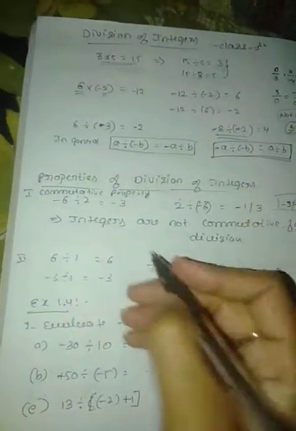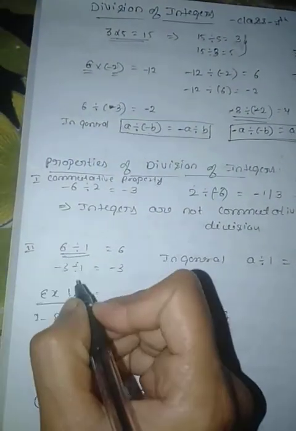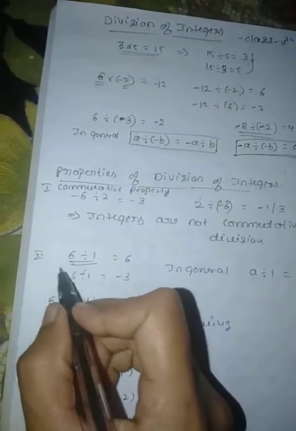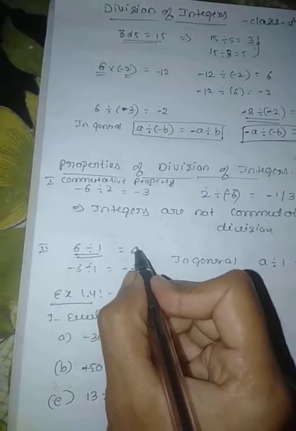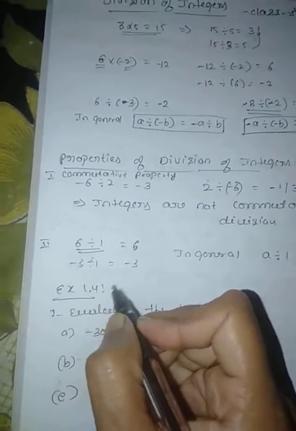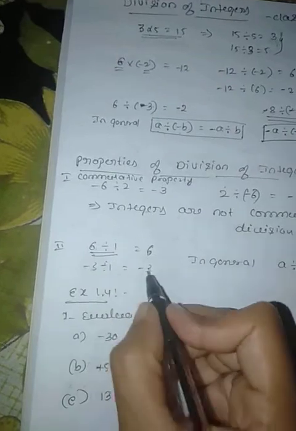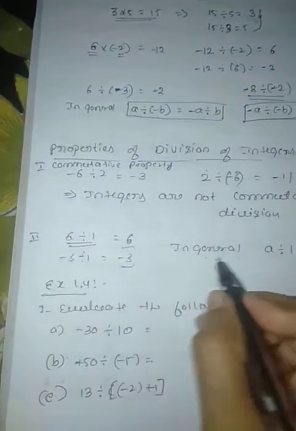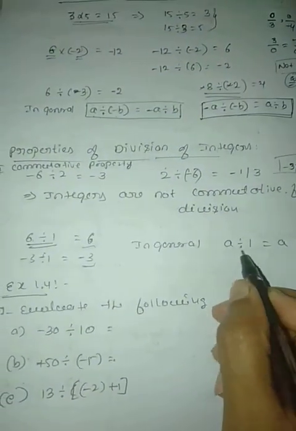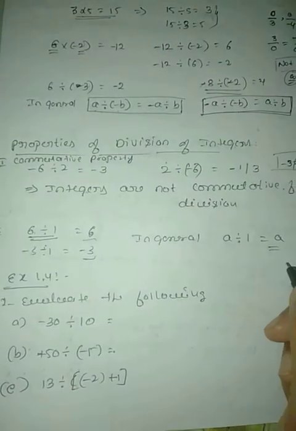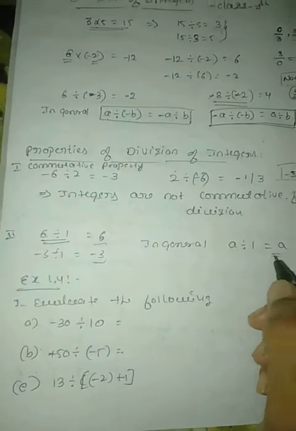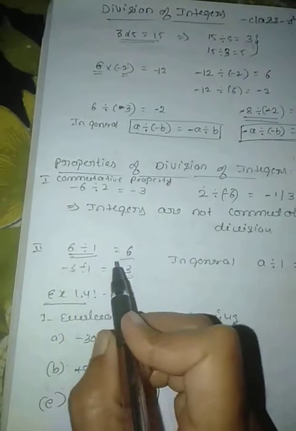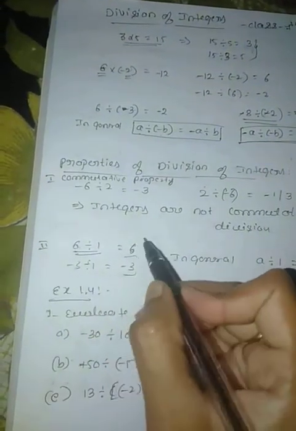Another thing you should remember here is that if any integer is divided by 1, we will get the same number. In general, we can write it as a divided by 1 is equal to a. You should remember that.